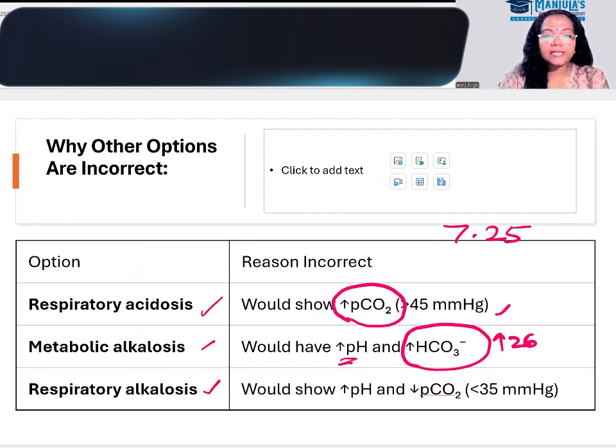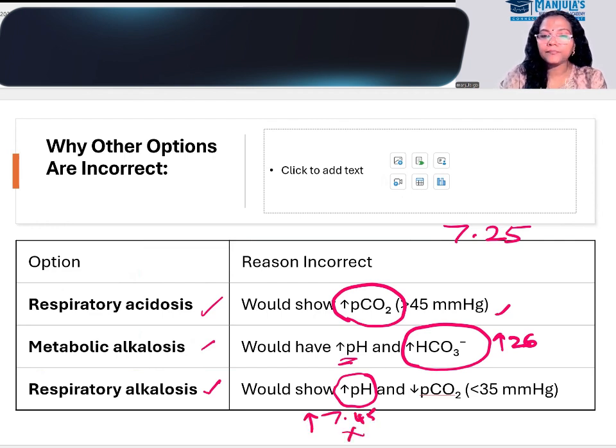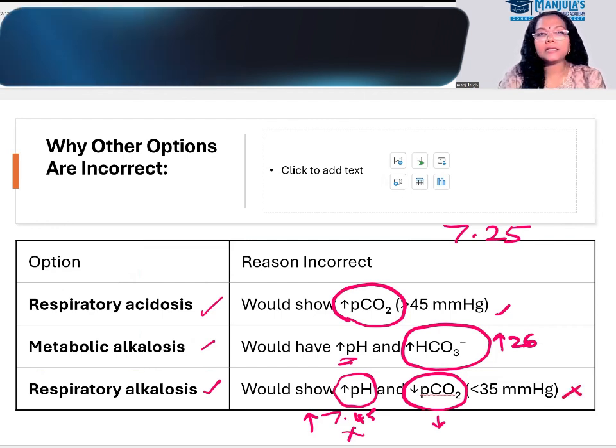Then comes respiratory alkalosis. Again, if it is an alkalosis, the pH would have gone high, more than 7.45, but that is not the case in this question. And also, in a respiratory alkalosis, the carbon dioxide would have gone down, less than 35. So that also is not correct in this particular question. So these are all the wrong options.